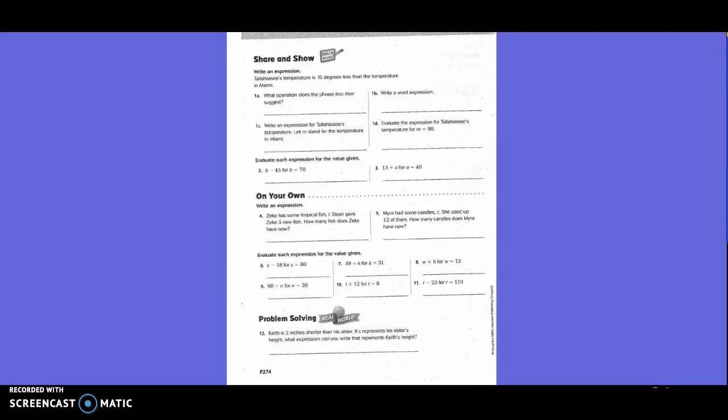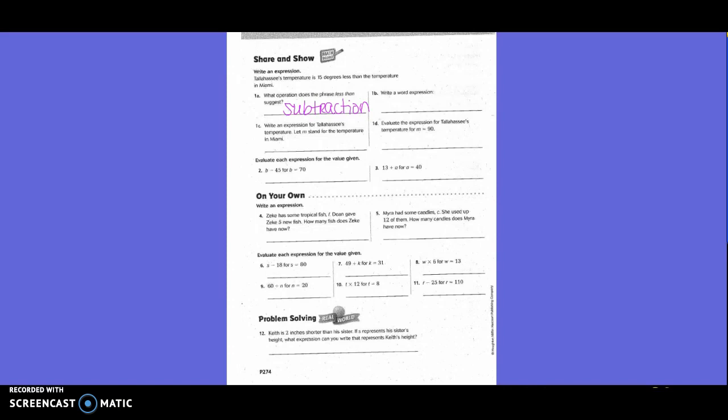Share and show. Write an expression. Tallahassee's temperature is 15 degrees less than the temperature in Miami. What operation does the phrase less than suggest? Subtraction. And then it says write a word expression. So basically, what would our word expression be? What's our degrees?